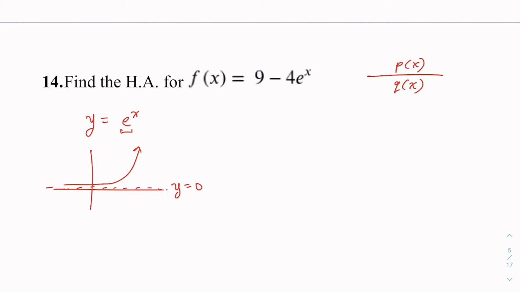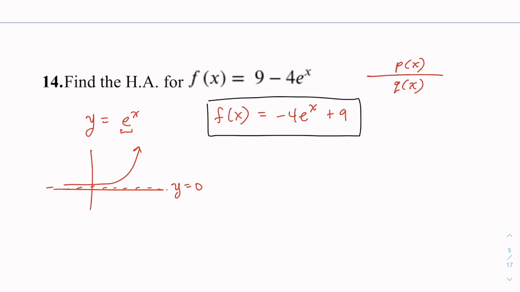Let's discuss our graph. First, I'm going to rewrite it so that the e to the x term is in front, and we'll add the 9 at the end. This is like standard form. Okay, so notice we do have our exponential growth curve, because the base is greater than 1, right? E is 2.7. So it's going to grow, but because there's a negative in front, it'll actually flip the curve down.